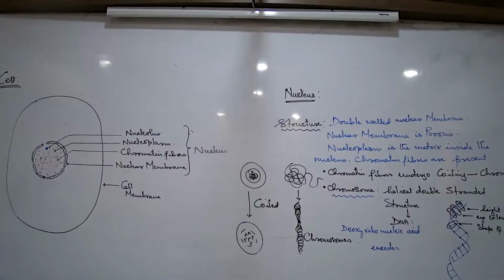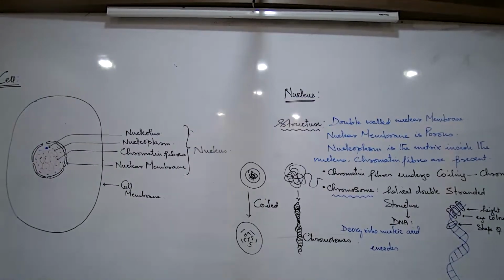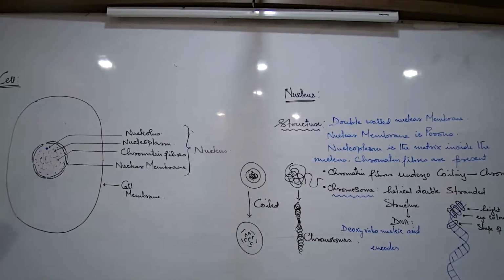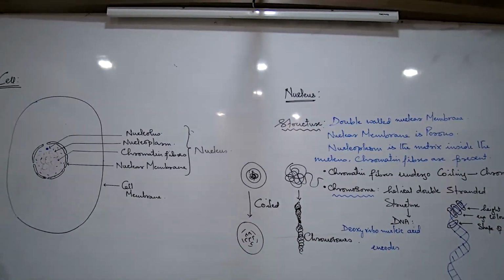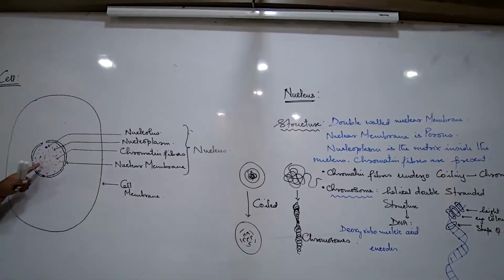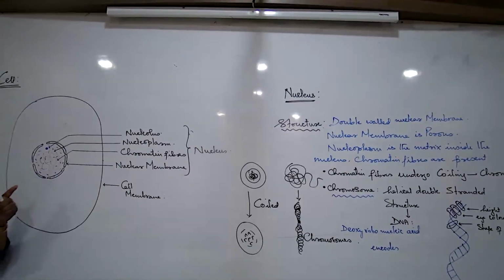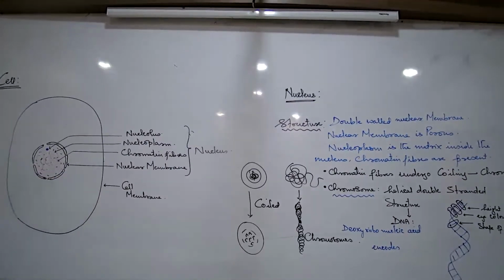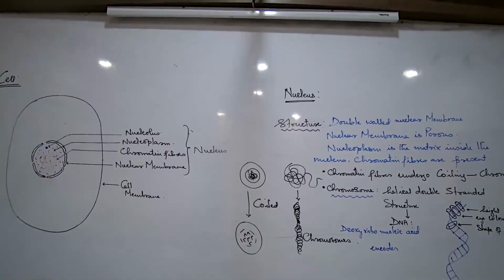What is the meaning of this? Nuclear membrane porous, meaning it has got gaps in between. It is not a continuous layer, and these gaps are meant for transport of substances in and out into the cytoplasm. What else is there in the nucleus? It has got the matrix. What is the matrix of the nucleus known as? Nucleoplasm.